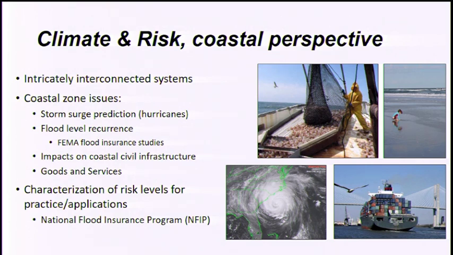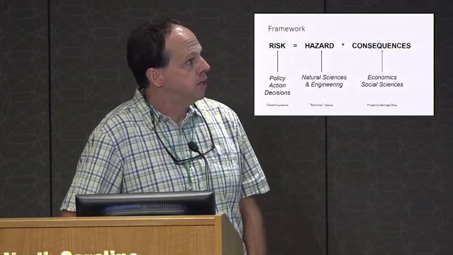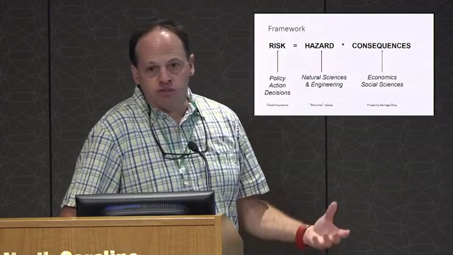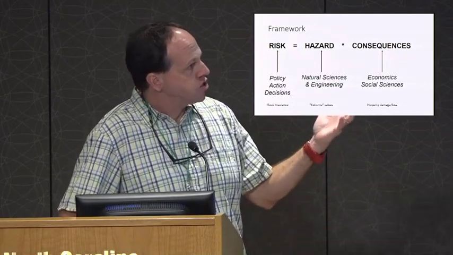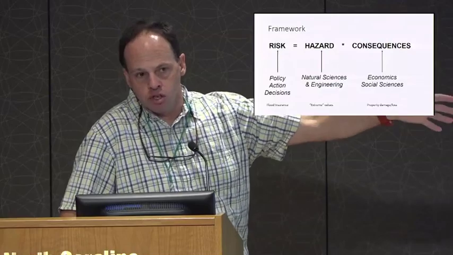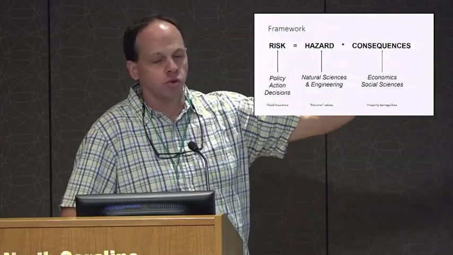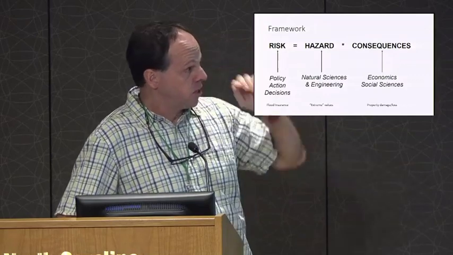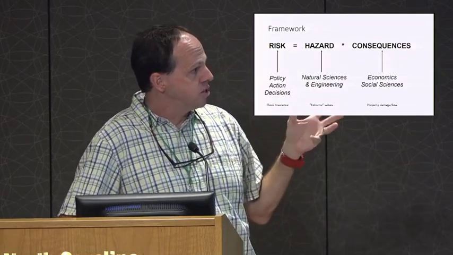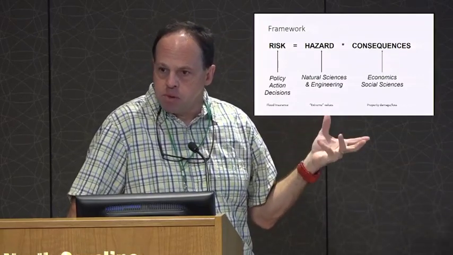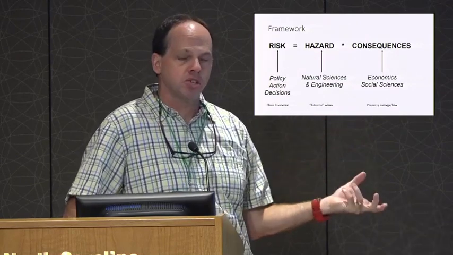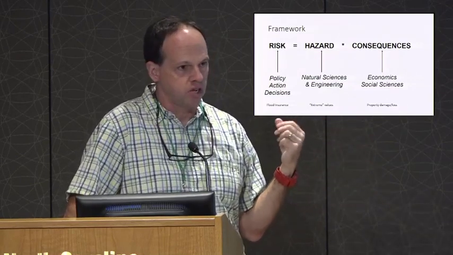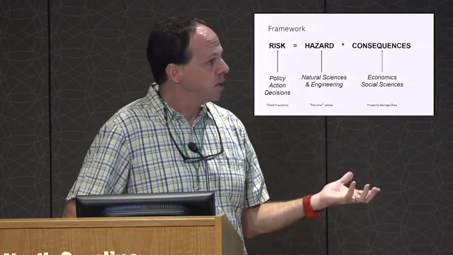So one of the things that we do is we try to characterize these risk levels for various things, including the National Flood Insurance Program. There's a couple of ways of defining risk, but usually it's some combination of hazards times consequences, and then sometimes you include vulnerability. I typically try to make it a little simpler, at least for myself, and think that risk ultimately is about decision making and being able to take action, information that's digestible for decision making.